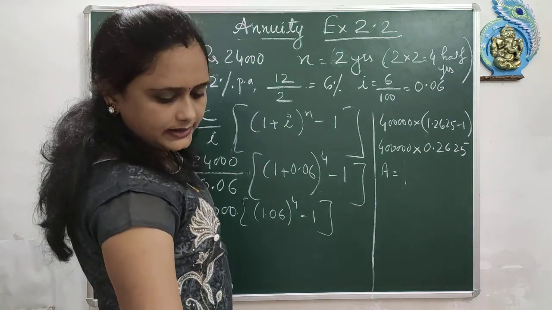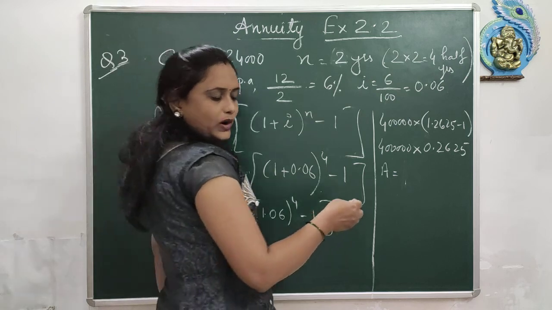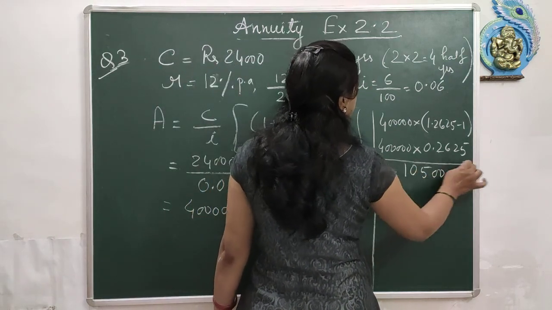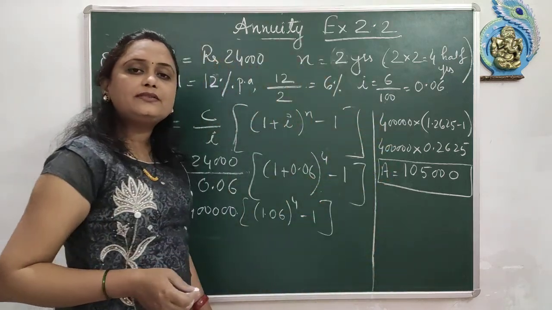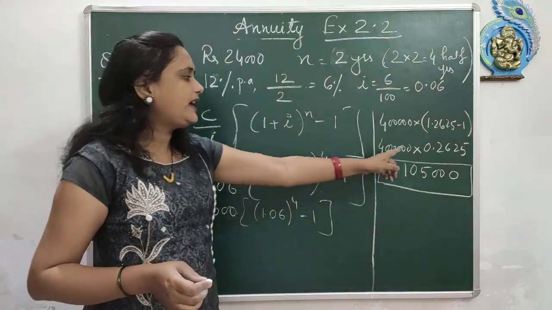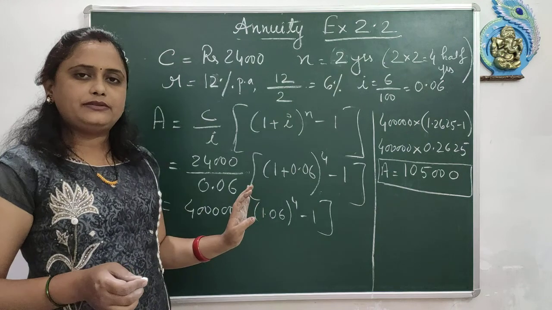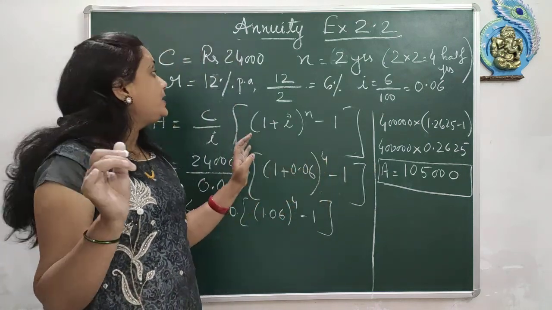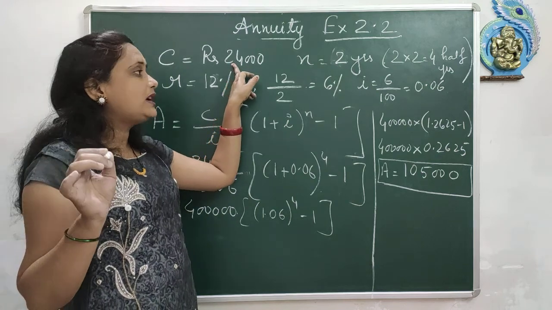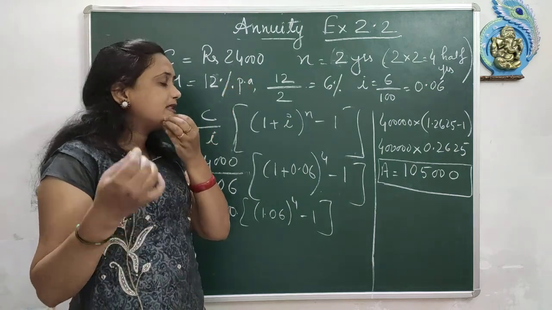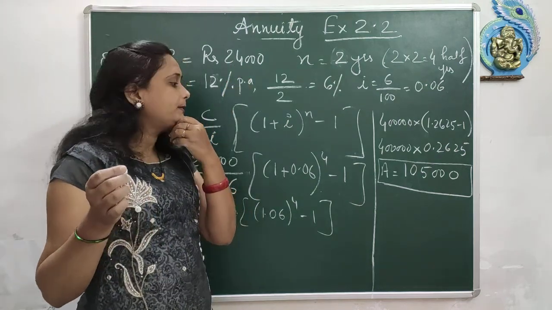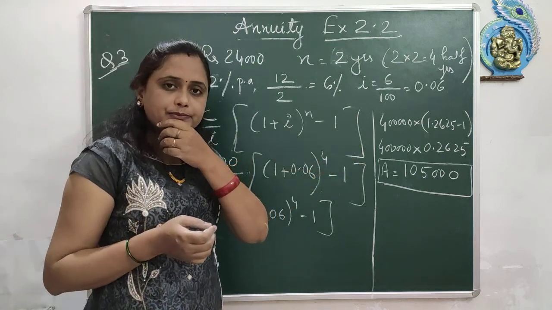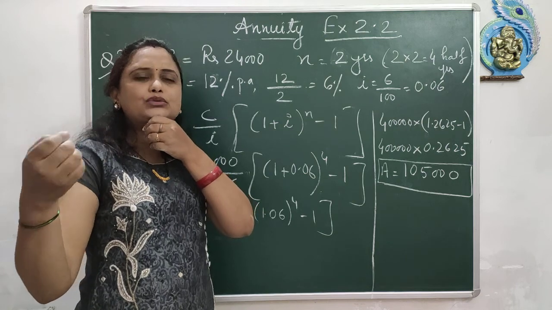So your accumulated value will be here 4 lakh into 0.2625, that is 1,05,000. 4 lakh into 0.2625, and I think it was written 10,05,000, which is not possible, because if it is 24,000 and it is accumulated 6 monthly, then also the amount will be near about 1 lakh only, near about 90,000 something.